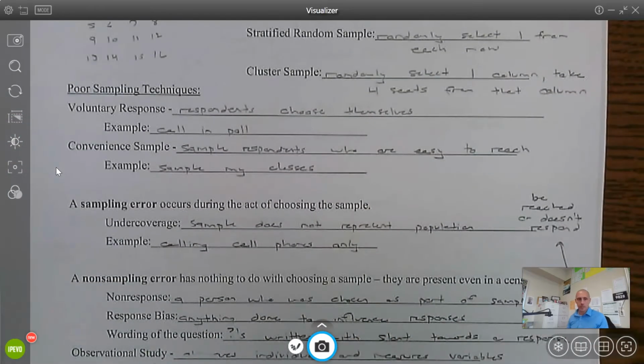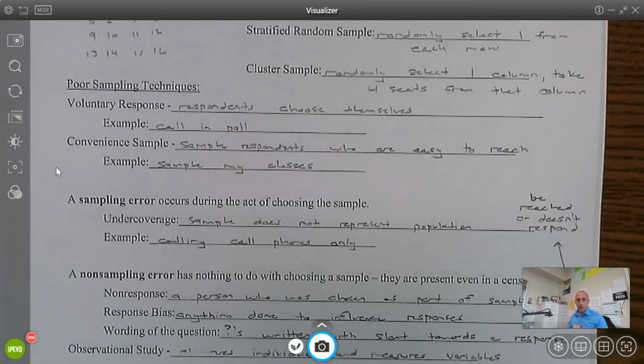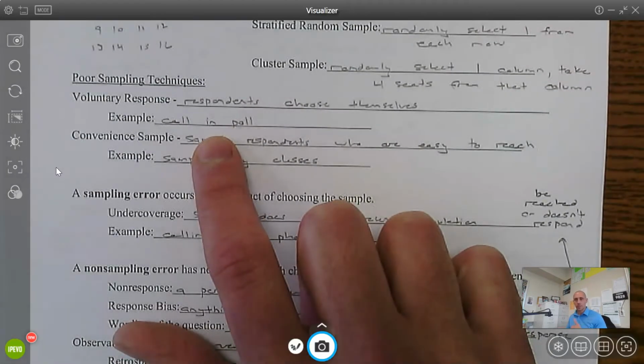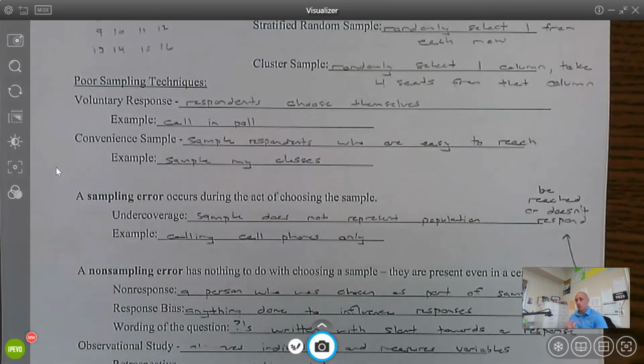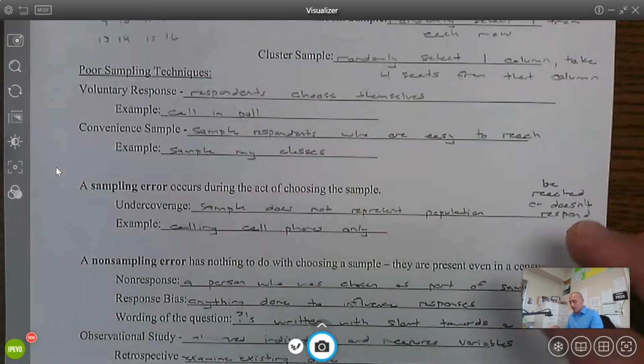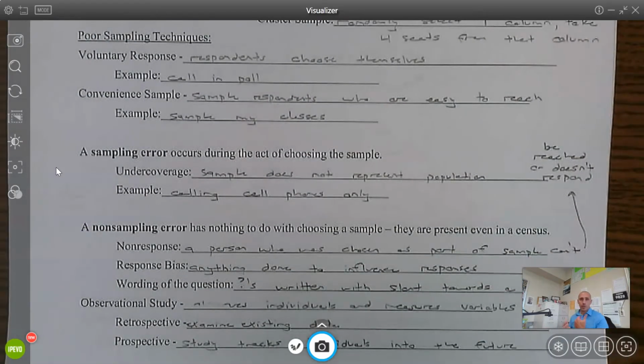Poor sampling techniques would be voluntary response sample where somebody chooses to be part of the sample. Call-in poll, any online poll, Wegmans leave your opinion kind of thing, or any store. Convenient sample is bad. You're just choosing people who are convenient. I sample my classes. Sampling error occurs if you have like undercoverage where your sample is not representative of your population, or something about the act of choosing the sample.